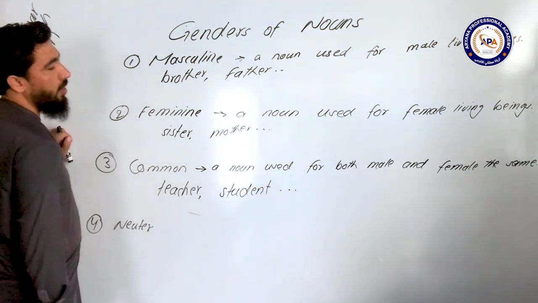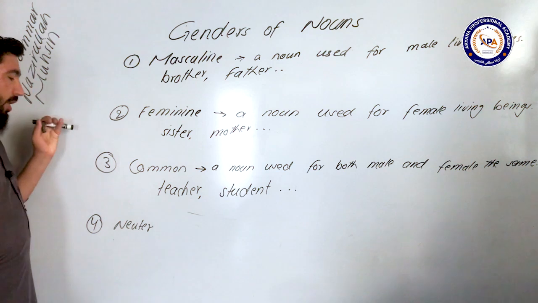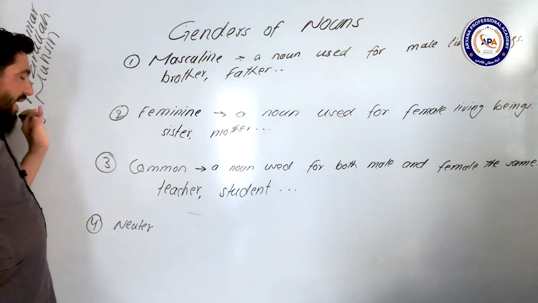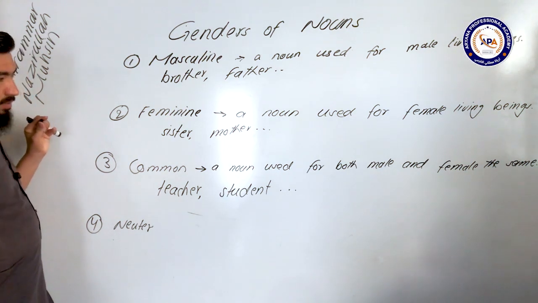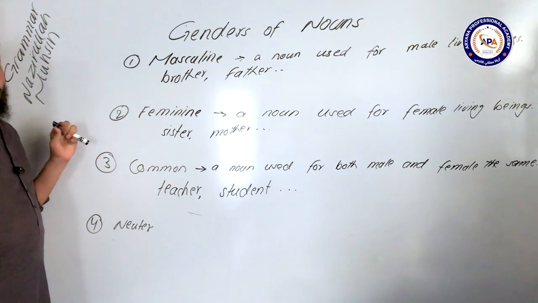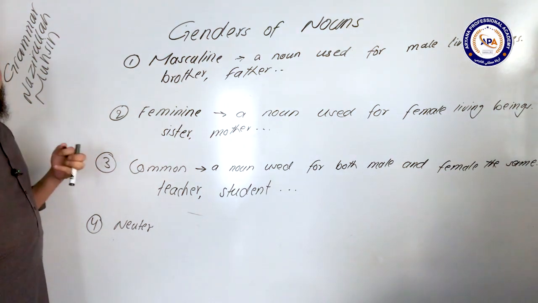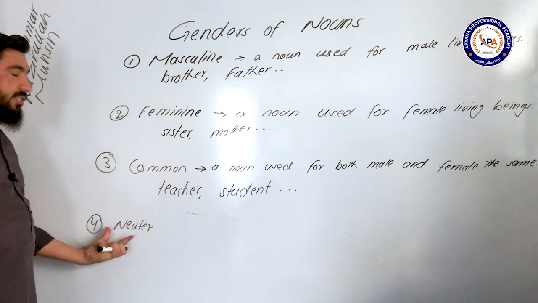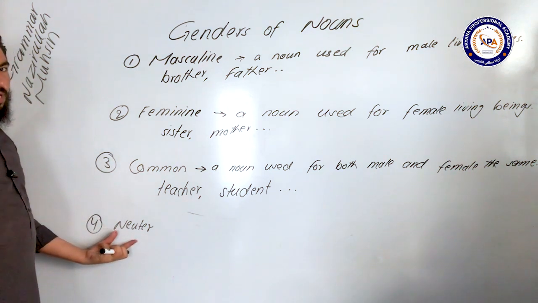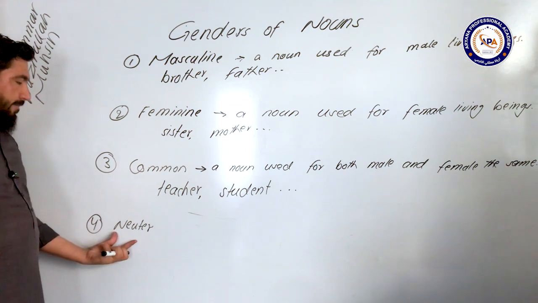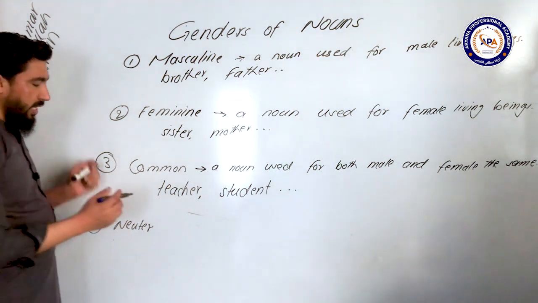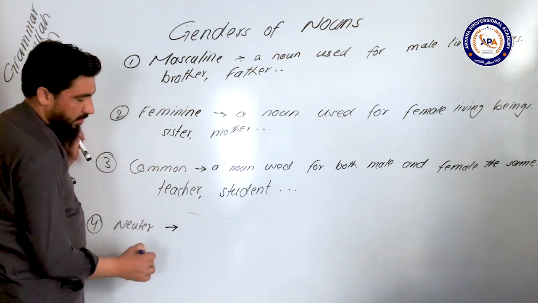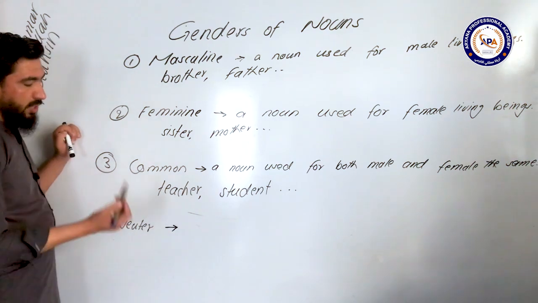And in neuter gender, we also have some objects, right? We have some things which don't have any gender, which don't have any sex or status, then we consider this as neuter gender. Neuter gender can only be the things where there is no sex, where there is no gender.